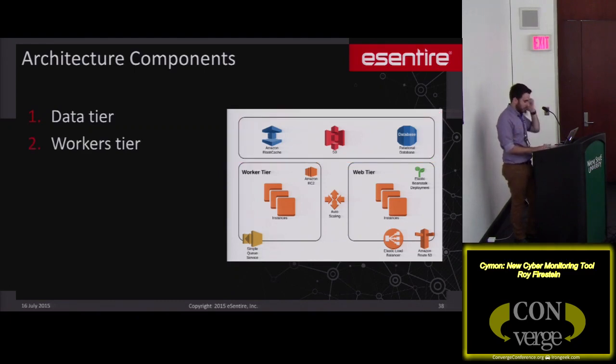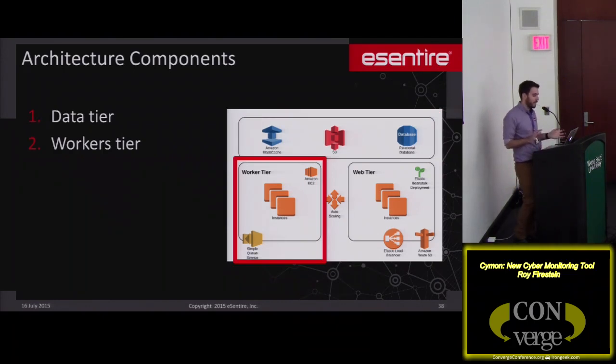And now we have the workers themselves. This is where all the big processing happens. This is a separate environment, but the only thing that connects all of these is essentially the data tier. As I mentioned, the workers also scale up and down, and I'll get to that in a minute.